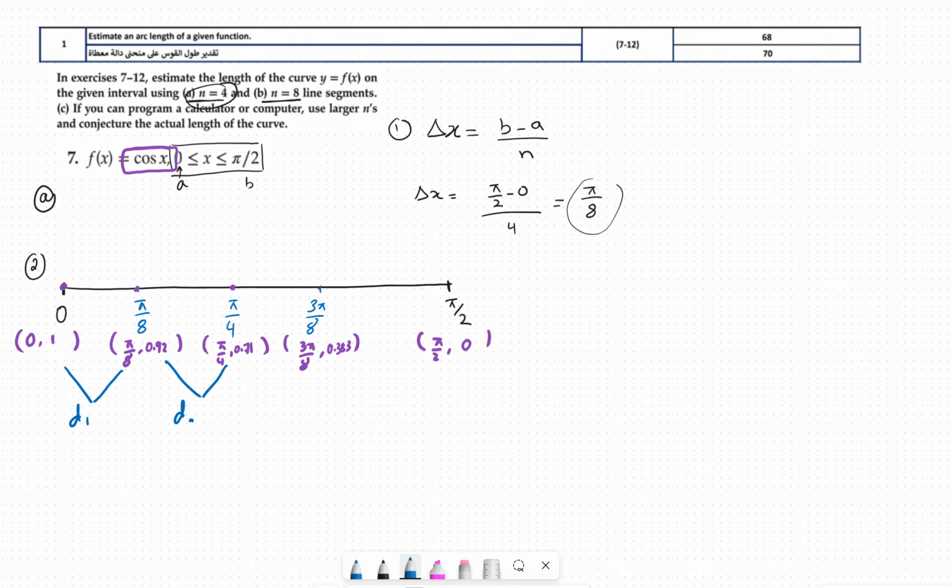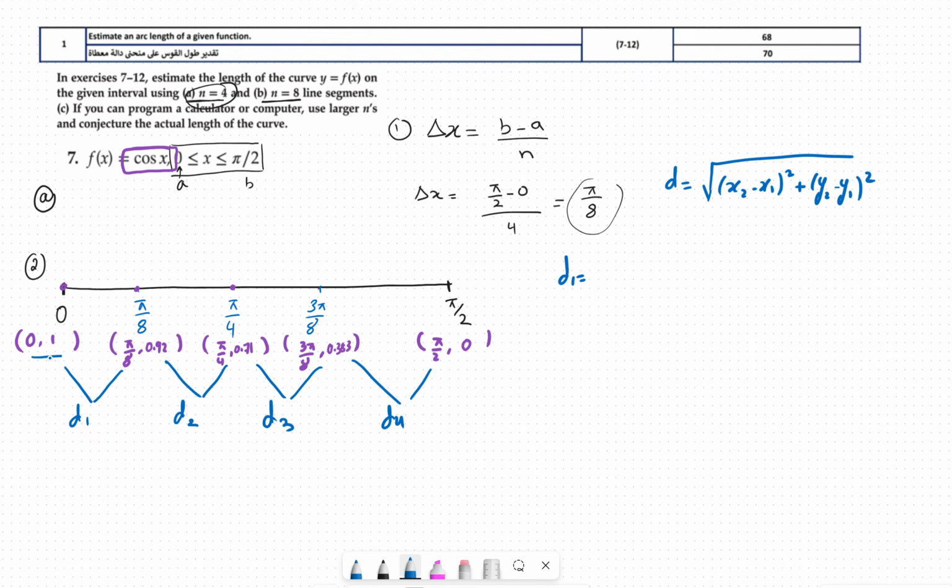Between this and this, I will find distance 2, distance 3, distance 4. Then I will add all the distances together to get the final answer. So let's start. Of course, we should remember that the distance formula is given by the square root of x2 minus x1 squared plus y2 minus y1 squared. Okay, let's start with distance 1. Distance 1, we are going to use this point and this point.